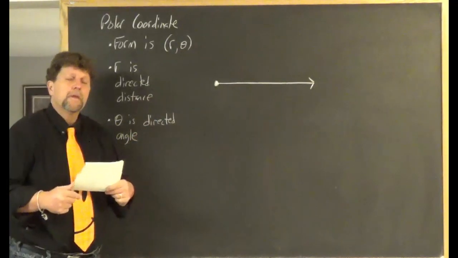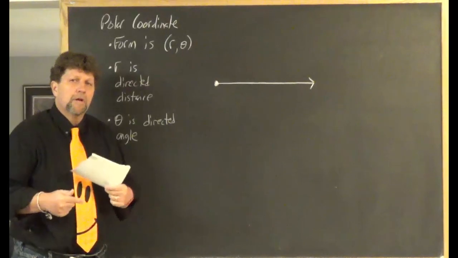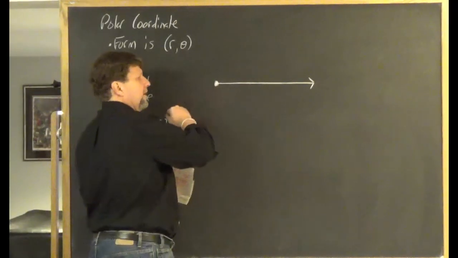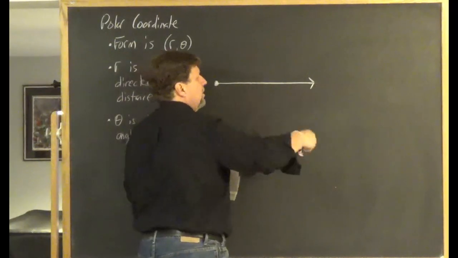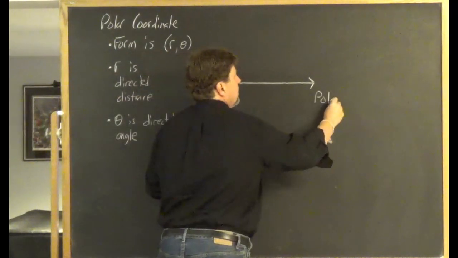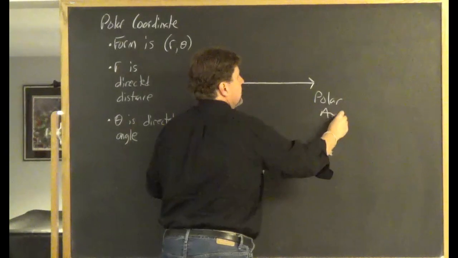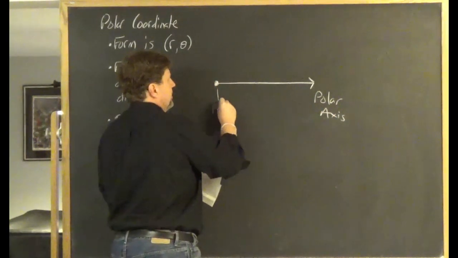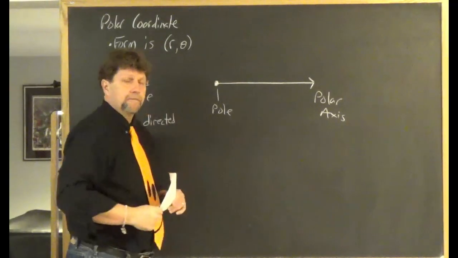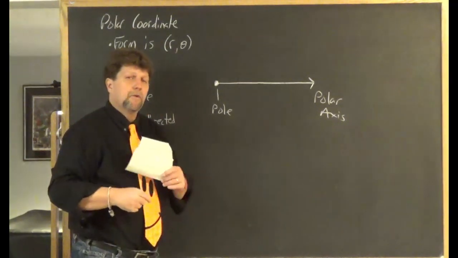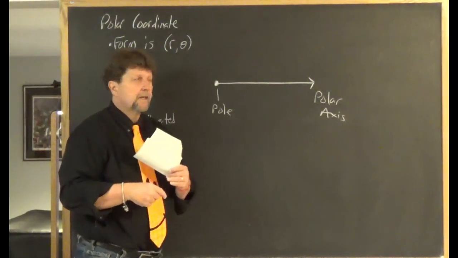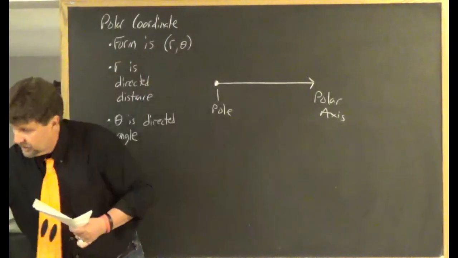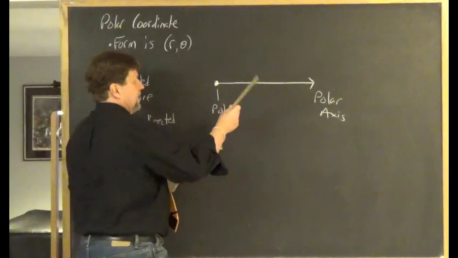So everything in the polar coordinate system is predicated off of this structure here. This is called the polar axis, and that is the pole. So here's what the deal is. You can take your polar axis and you can give it a rotation. So I'll use this to represent the polar axis.